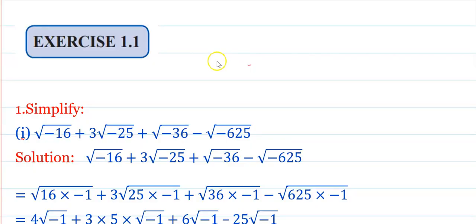Hello friends, now we will start the exercise 1.1. I will explain all the examples from this exercise.